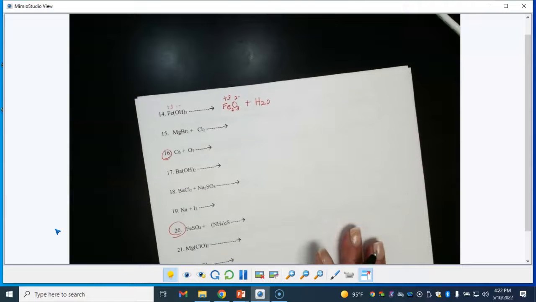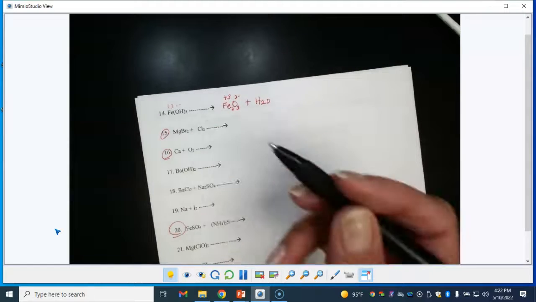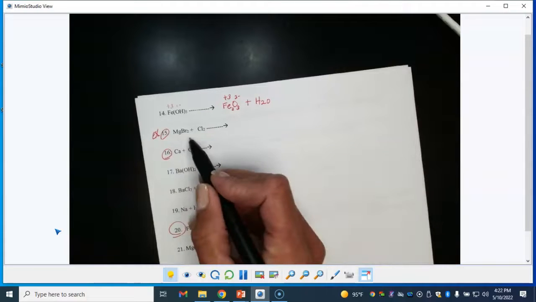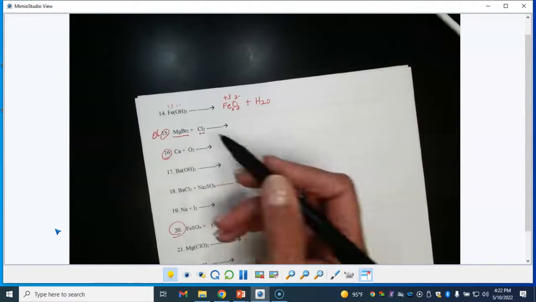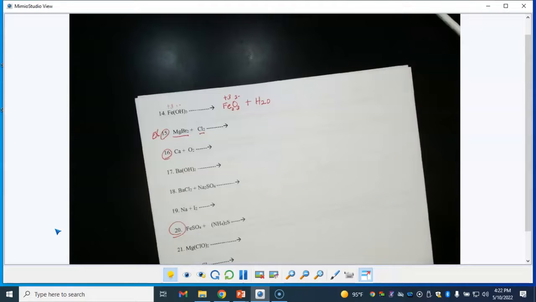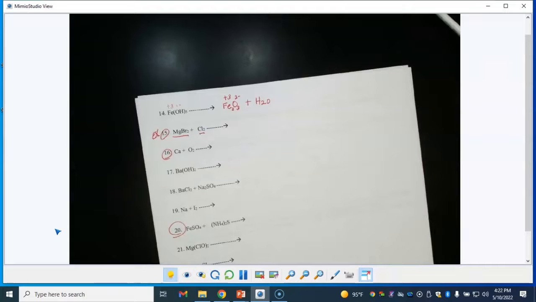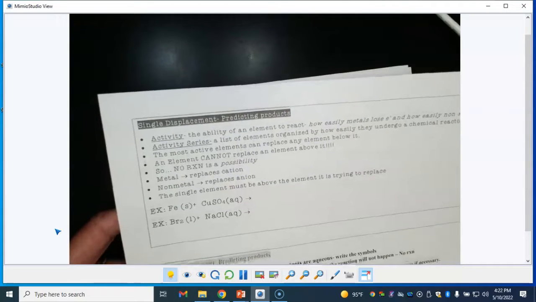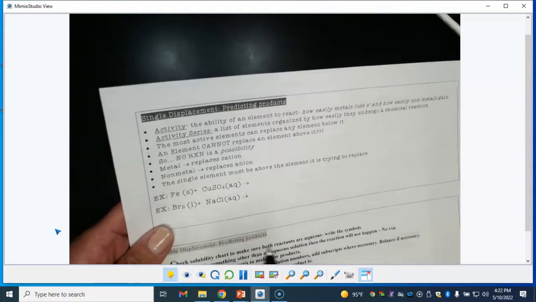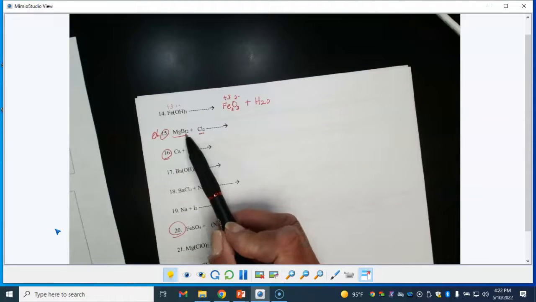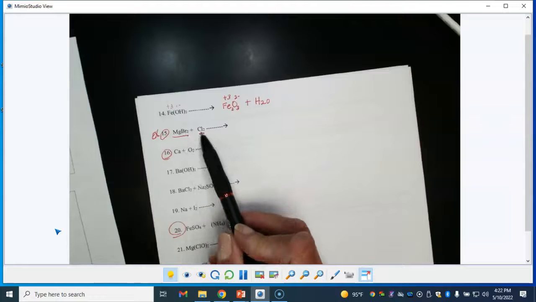Okay, next one I am going to choose is number 15. This is my example, you guys. On the left-hand side, I have a compound and a single element. Since I have a single element plus a compound, I know that is a single replacement. Remember that my single element, if it is a non-metal, is going to replace the anion. If my single element is a metal, it will replace the cation. Well, in this case, it's a non-metal.